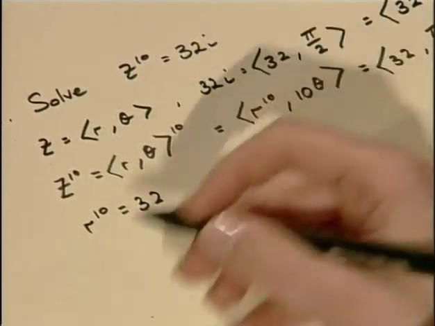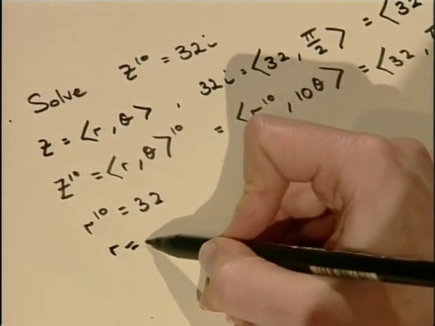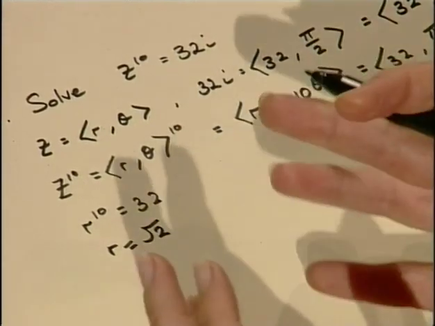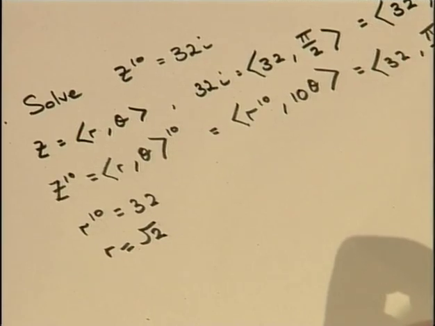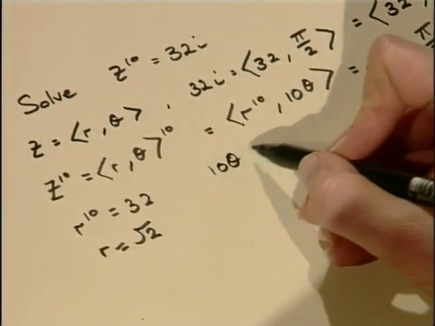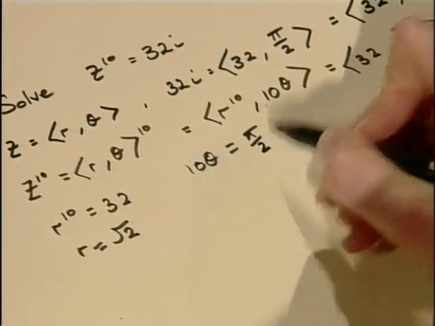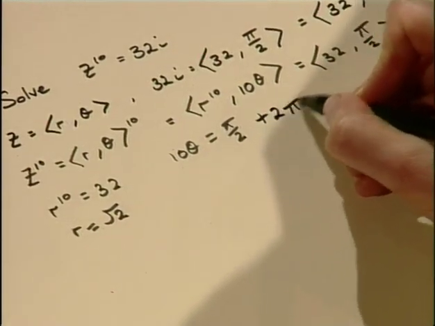Now we want to equate the moduli, r to the 10 with 32. Well, what does that give? We saw in our earlier work that that means r equals root 2. So lucky we did that earlier. Now let's equate 10 theta with pi by 2. But of course we know there are lots of different arguments on the right. We can add on any integer multiple of 2 pi, so let's call that 2 pi m in general.